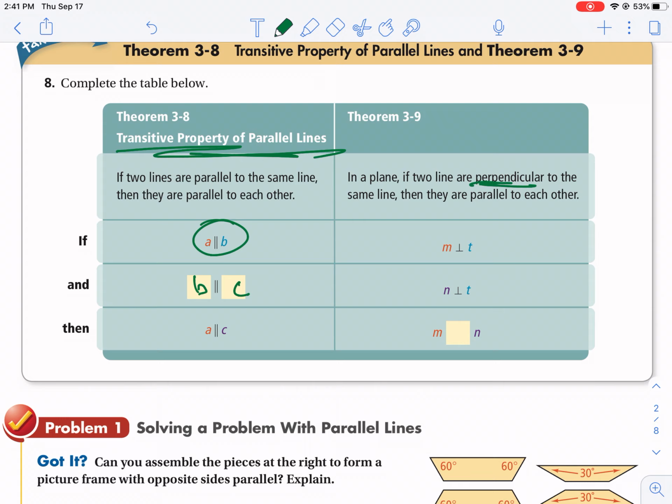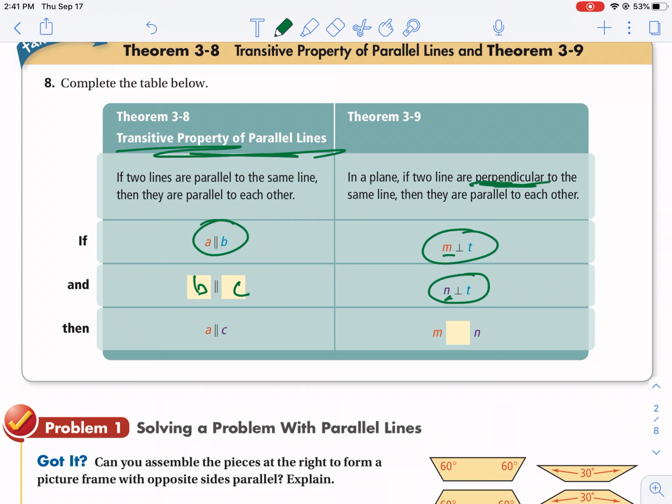Now, what if we talk about perpendicular? What about if M is perpendicular to T and N is perpendicular to T. Look at that. Those are different letters. That's M and N. If M is perpendicular to T, meaning it crosses T at a right angle, and N also crosses T at a right angle, what could we conclude about the relationship between M and N?